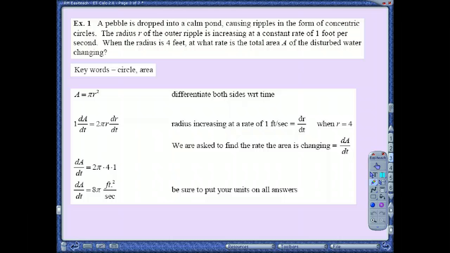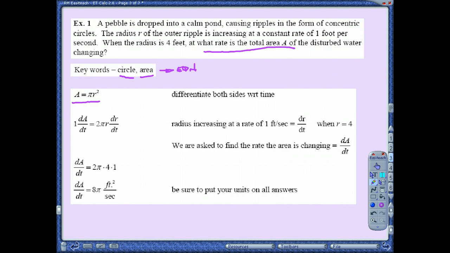So you read the problem. When you go back up, you see those key words: circle, area. That's going to lead you to your equation. Area of a circle, pi r squared. I want to differentiate with respect to time. The derivative of area, or A, is dA dt, equals the derivative of pi r squared, which is 2 pi r dr dt. Remember, pi is not a variable, it is a value. We actually want to solve for dA dt because it asks for what rate is the total area changing, so we want to know dA dt.